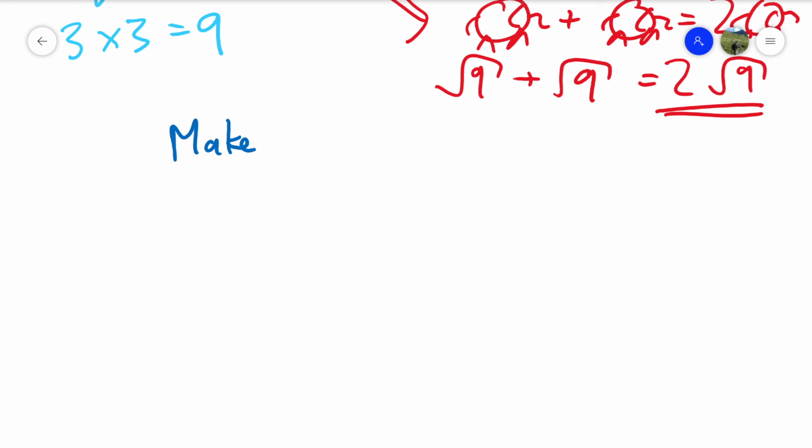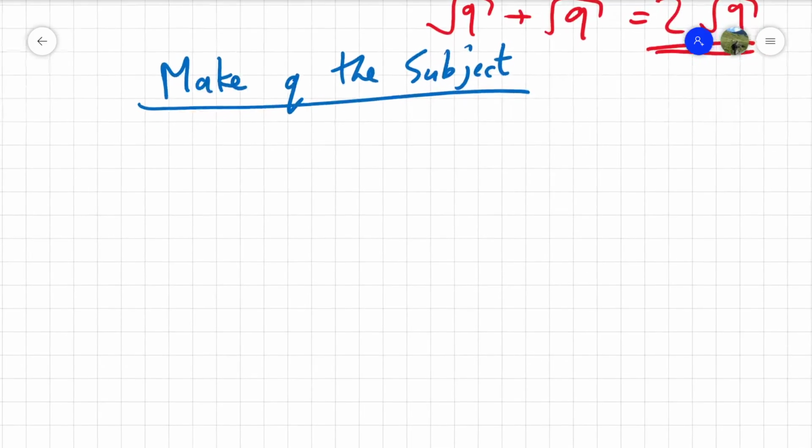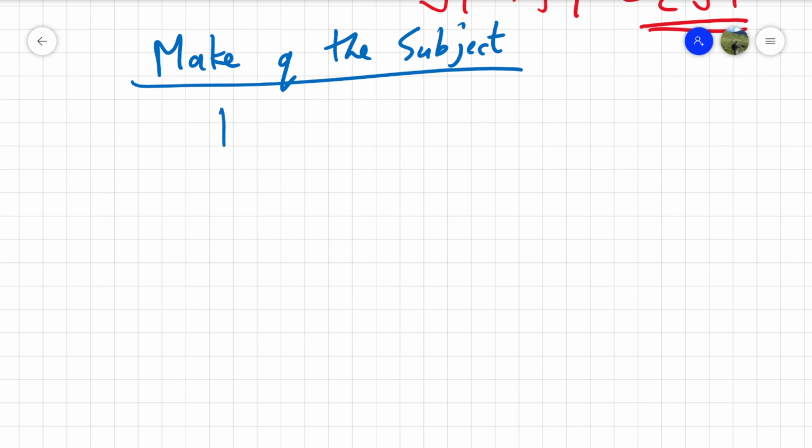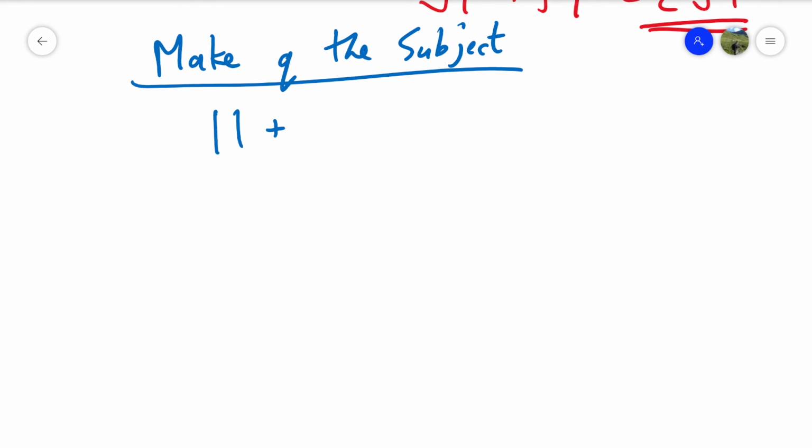Oh, it's another one of these. Make Q the subject. My random capitalization or not of titles continues. Have a go in your own time, then I'm going to do it myself.